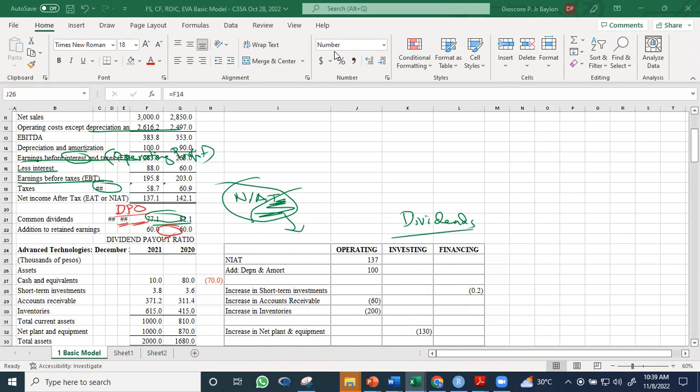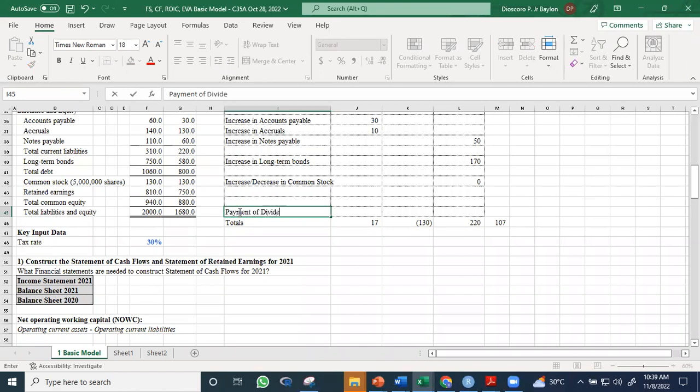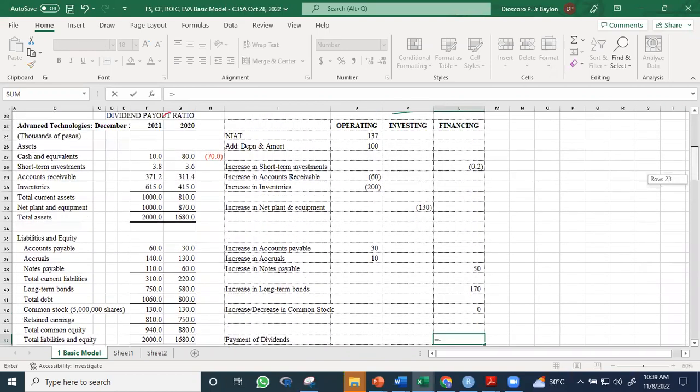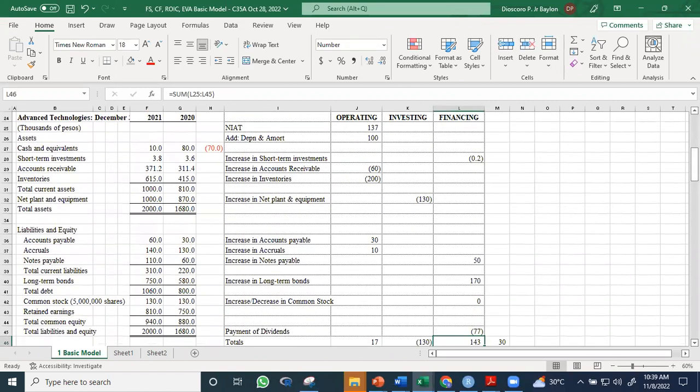Okay, yeah, you're correct. The answer is no. So this dividends, which involves cash, has not yet been incorporated in our template. So the 77.1. So let's include that here. Maybe here at the last, payment of dividends. Payment of dividends. And this is a financing decision. So it's also a use of cash. So I'm going to put here a negative and link it to 77.1. There.